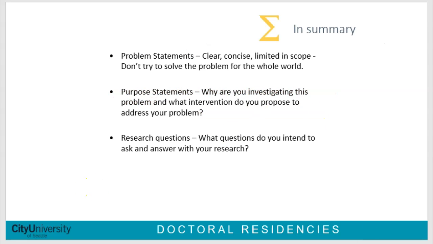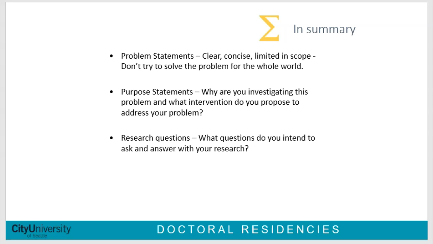So in summary here, the problem statements need to be clear, concise, limited in scope. Don't try to solve the problem for the whole world. Purpose statements are why you're investigating the problem and the intervention you propose to address the problem. And research questions are what you intend to ask to answer with your research. In other words, they all build together. They're all aligned. The problem leads to the purpose leads to the research questions. It all works together.